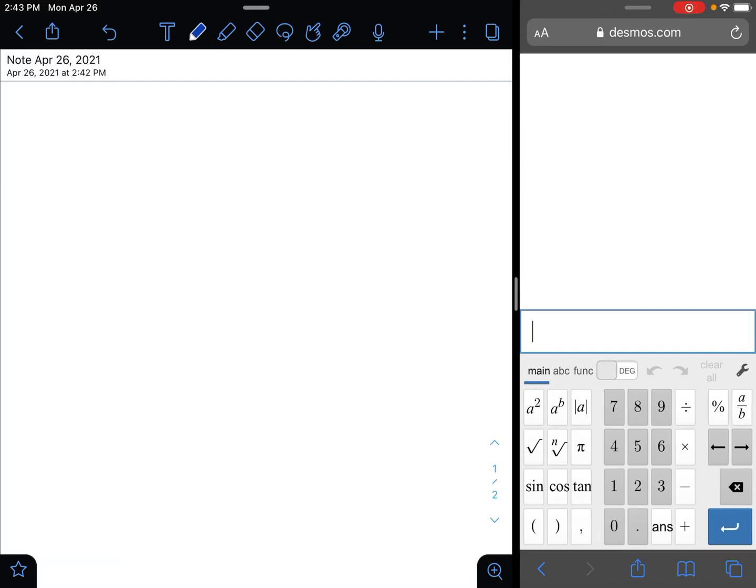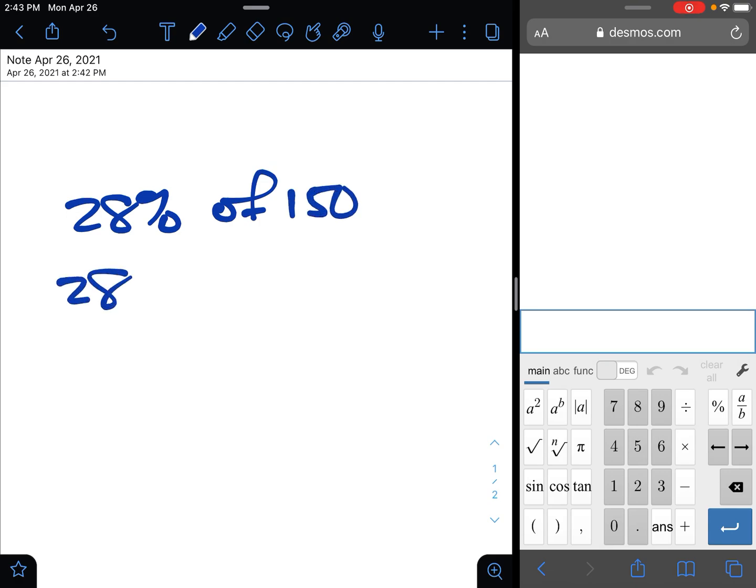In this video, we're going to talk about how to find the part given the percent and the total. So we're going to find first 28% of 150. So 28% means 28 out of 100 as a fraction, because percents are always out of 100.